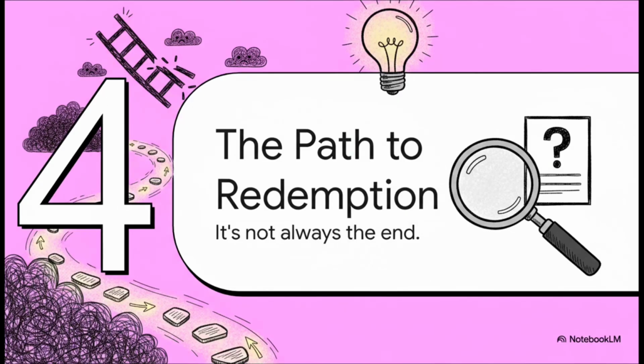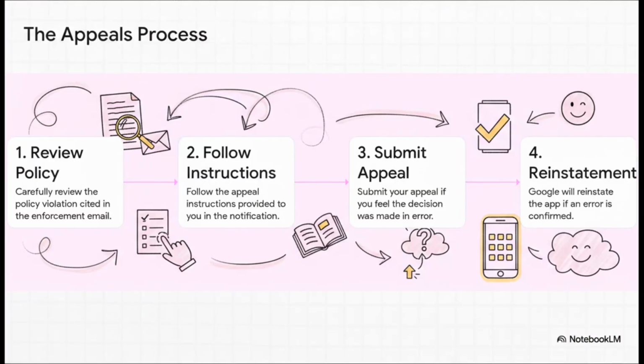I know, after looking at that ladder, things can feel a little grim. But look, getting an enforcement notice doesn't always have to be the end of the road. There is a path forward, especially if you think a mistake was made. And that path is the appeals process. The steps are pretty straightforward. First, take a breath and actually read the email carefully. Understand the specific policy they say you violated. Then, if you've looked at it and you truly believe the decision was a mistake, you can follow the instructions to submit an appeal. If Google agrees there was an error, they'll reinstate your app.